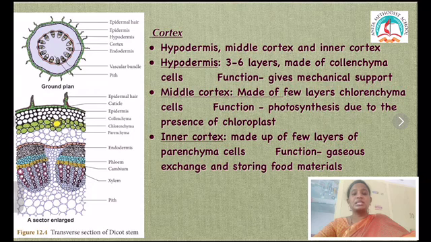The next division is middle cortex. Middle cortex is made up of a few layers of chlorenchyma cells. It helps in preparing food due to the presence of chloroplast. The next one is inner cortex, which is made up of a few layers of parenchyma cells. The function of inner cortex is that it helps in exchanging gases and also helps in storing food which is prepared by the plant.